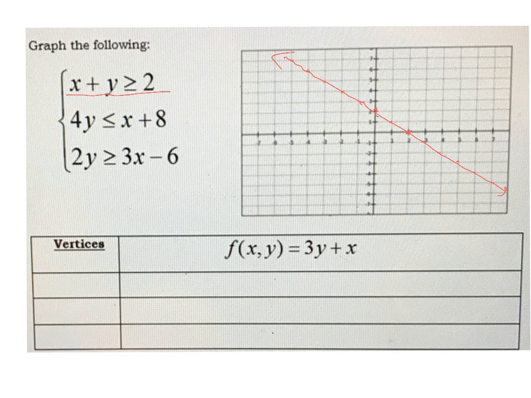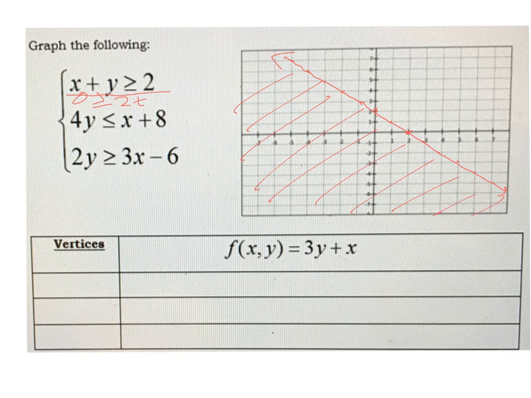Okay. And now for shading, I'm going to do my test point, which is 0, 0. If I put 0 in for x and y, I get 0 greater than or equal to 2, which is false. So the solution for this region is not where 0, 0 is. It's not on this side. The solution is over here. So what I'm going to do is shade the opposite. And again, I'm going to explain why this makes sense, but I'm going to shade over here. So I'm shading the opposite for these problems.